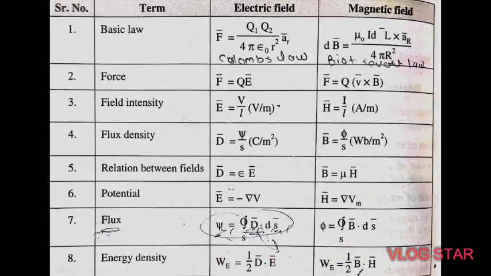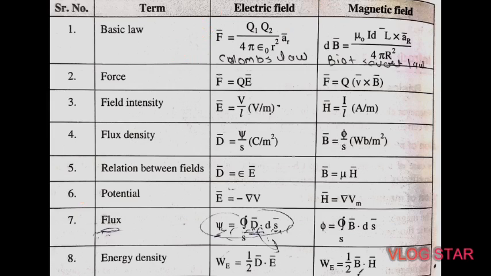Then after that, let us see the comparison between electric field and magnetic field. Here we can see first the basic law. As we know, in Coulomb's law, the force is proportional to the product of two charges, and it is inversely proportional to the square of the distance between them. So we can write in terms of electric field, F bar is equal to Q1 Q2 upon 4 pi epsilon 0 r square into aR bar. This is the statement of Coulomb's law in terms of vector.